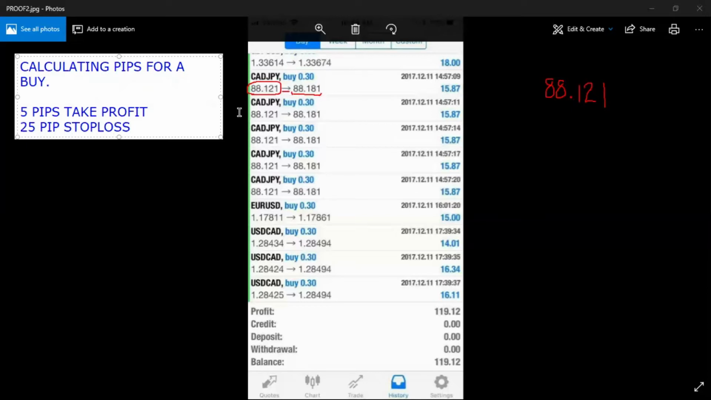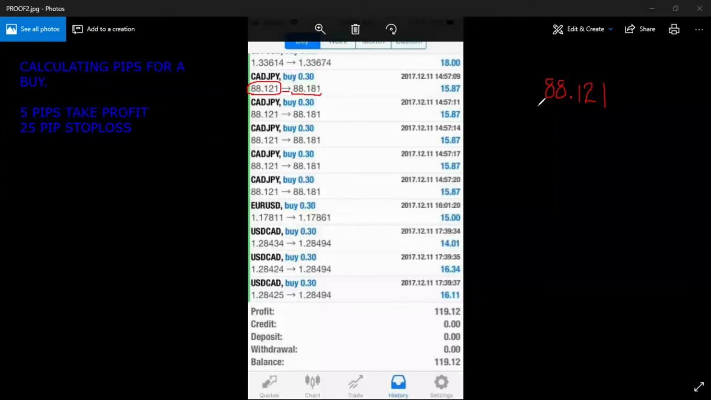Okay, so in order to do that, you take the two numbers right before the last number. That last number is called the pipette. You want to take the last two numbers before the pipette, which is your 1 and your 2. Now, in other videos you may watch, they're going to get all technical and say, with a JPY pair you have to do this, with the other pair you have to do this. We're going to scratch all of that and keep this as simple as possible.